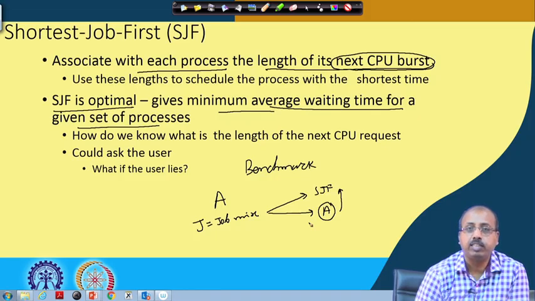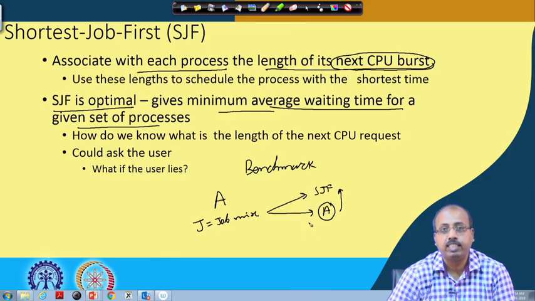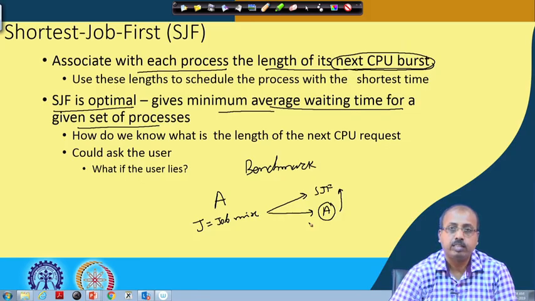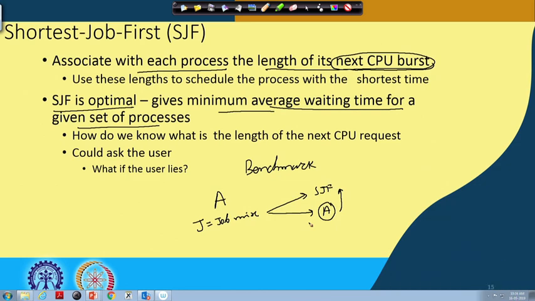That is why it is a theoretical algorithm, a theoretical policy, and it exists in the literature because of this benchmarking. If you are trying to develop a new scheduling policy, you can compare with SJF. In our next class we will see how we can approximate this SJF so that the burst size can be estimated.